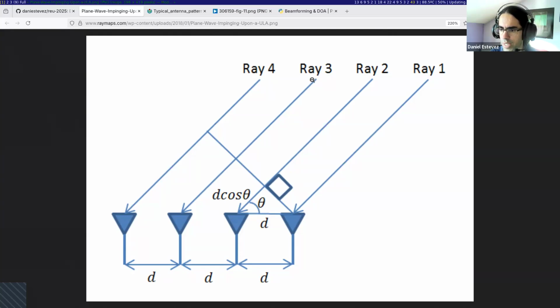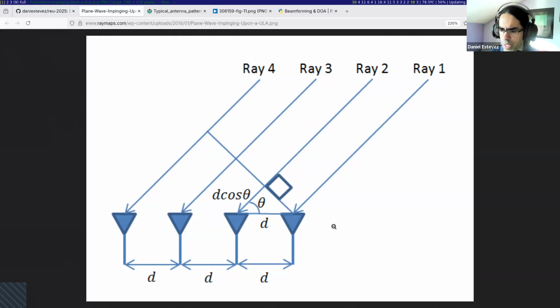And what happens with ray number 3? It has this additional propagation distance, which is 2 times d cos theta. And this one has 3 times d cos theta. And you can imagine what happens if we add more antennas. And in fact, the flow graph I will show in a second has 6 antennas. So it has another one here and another one here with delays 4d cos theta and 5d cos theta. So hopefully everything is clear from the diagram.